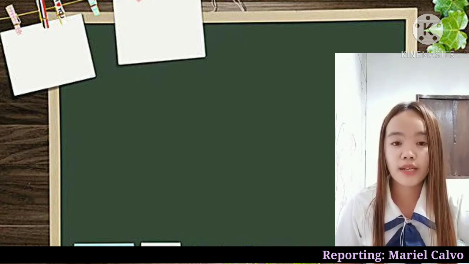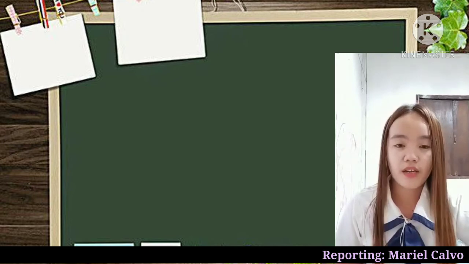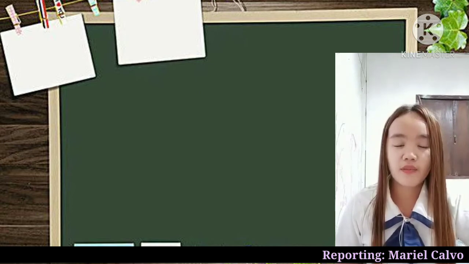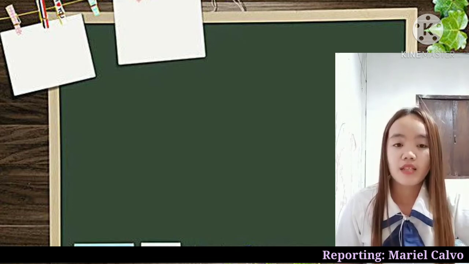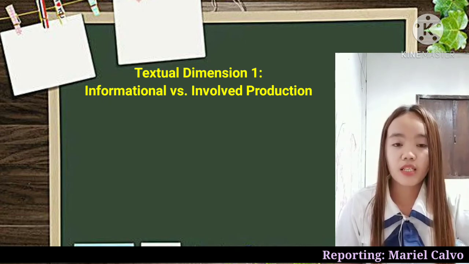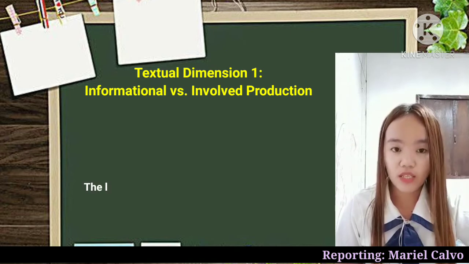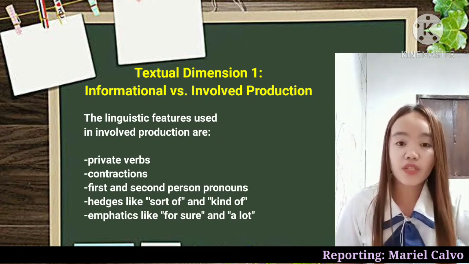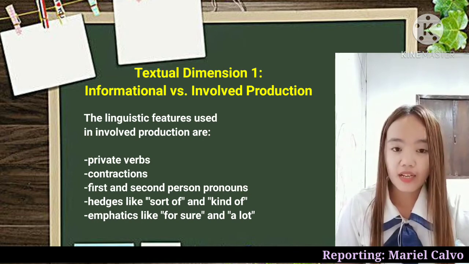In relation to electronic language, textual dimensions must be considered. In this framework proposed by Biber, he identifies textual dimensions characterized by the presence and absence of linguistic features. Biber's first dimension was labeled as informational versus involved production, marked by verbs, first and second person pronouns, hedges like sort of, kind of, and if clauses.